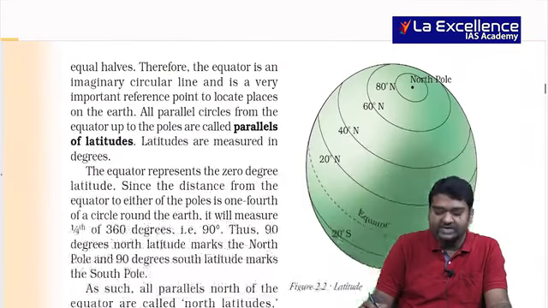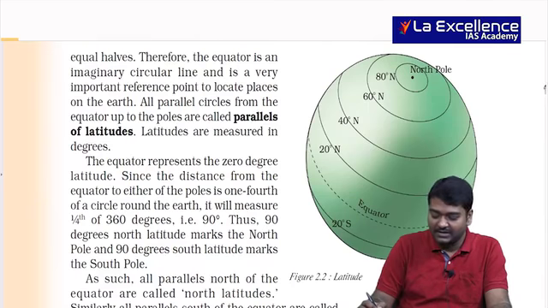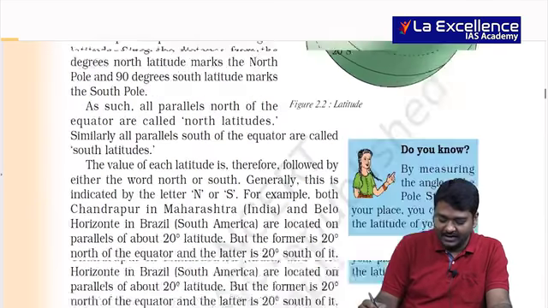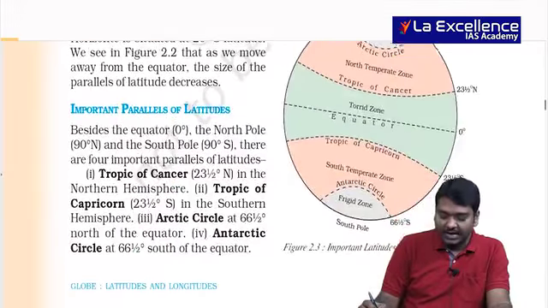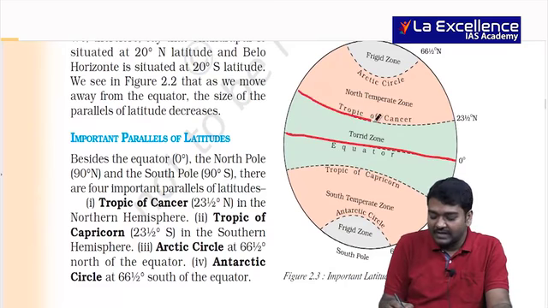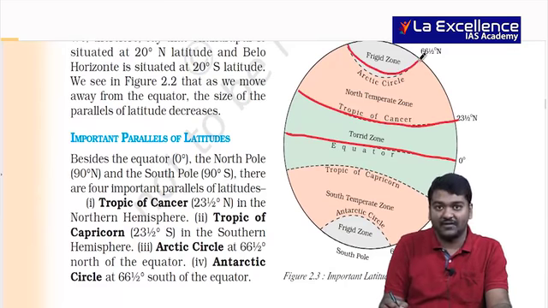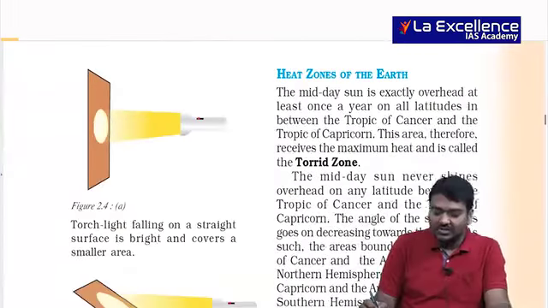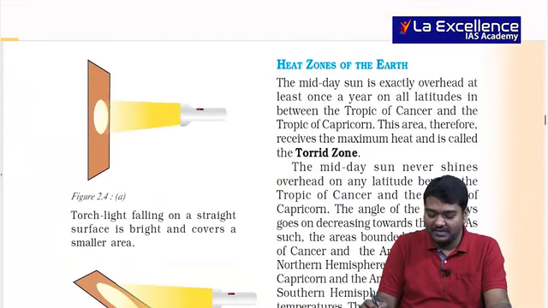And the equator divides the earth into the northern hemisphere and southern hemisphere, and you must be aware of parallels of latitudes, right? And then important latitudes: you have the equator, Tropic of Cancer, which is 23.5 degrees north, Arctic Circle 66.5 degrees north, Tropic of Capricorn 23.5 degrees south, Antarctic Circle 66.5 degrees south. Just revise along with me so it will be easy for you.